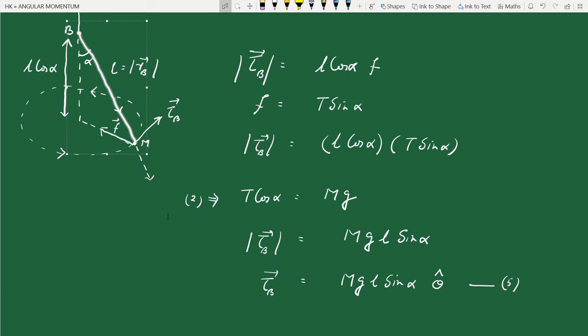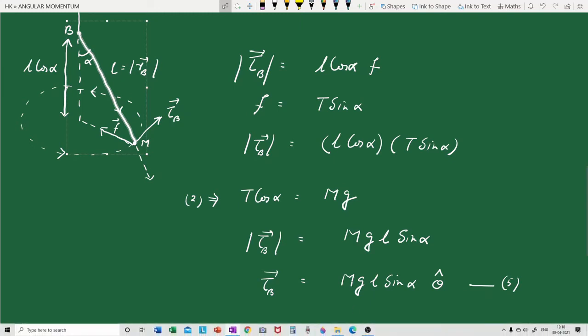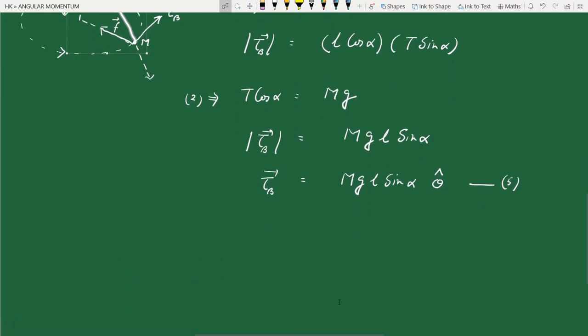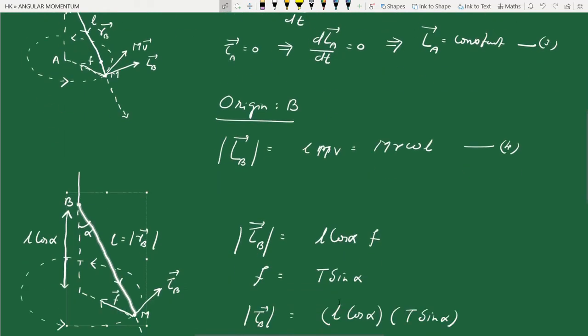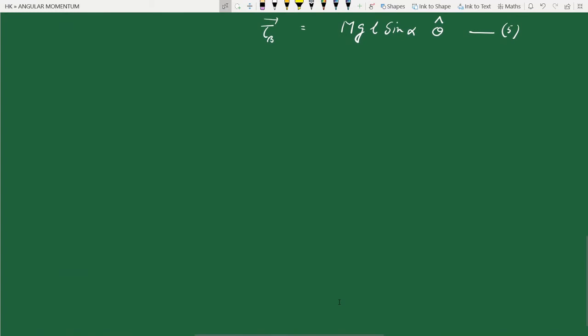Now our aim is to establish the relationship between torque and rate of change of angular momentum about the point B. So now we want to calculate the rate of change of angular momentum about the point B. I will draw a separate figure for that, otherwise this figure will be crowded. So let's draw a figure here. Let's keep that result here, and let's look at the angular momentum about the point B more closely.